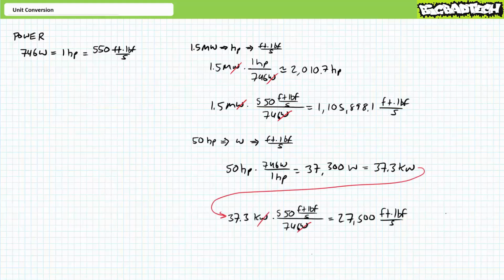We've additionally been asked to convert 50 horsepower to an equivalent amount of foot-pounds force per second. Let's do a two-step conversion. We've already got our value in watts, so let's convert watts into foot-pounds force per second. The unit we want, foot-pounds force per second, is on top. The unit we don't want, watts, is on the bottom. 37.3 kilowatts times 550 foot-pounds force per second divided by 746 watts. Units of watts cancel out, and we're left with 27,500 foot-pounds force per second.